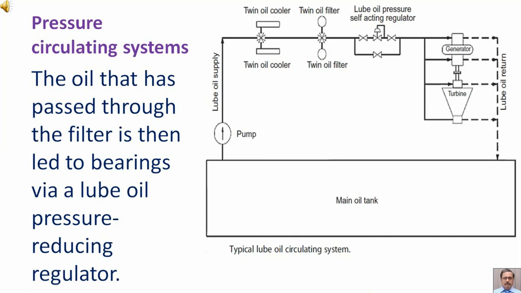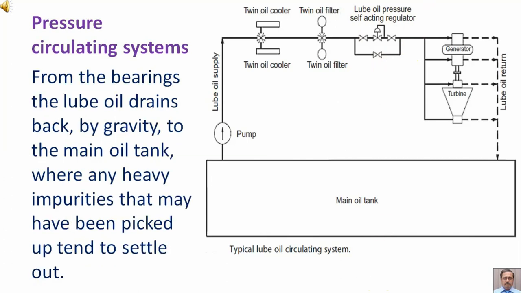The oil that has passed through the filter is then led to bearings via a lube oil pressure reducing regulator. From the bearings, the lube oil drains back by gravity to the main oil tank, where any heavy impurities that may have been picked up tend to settle out.